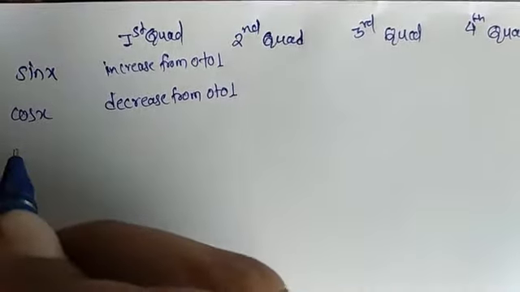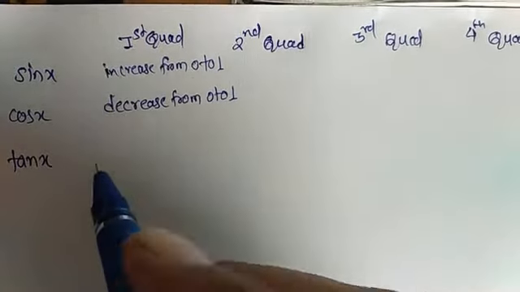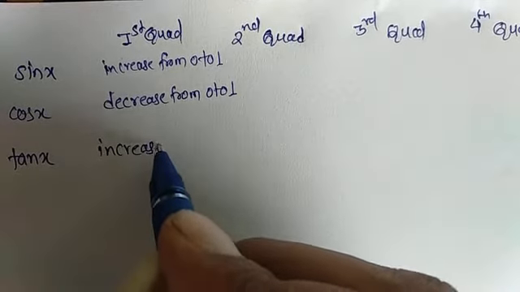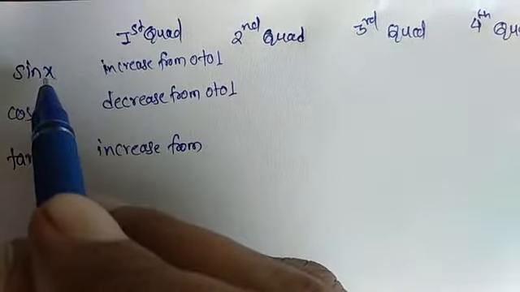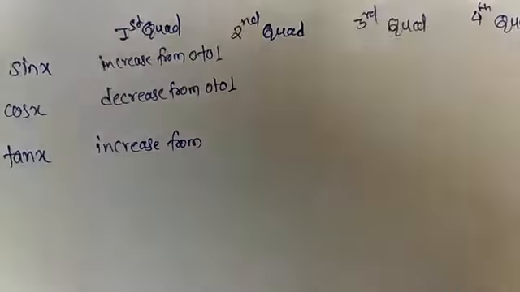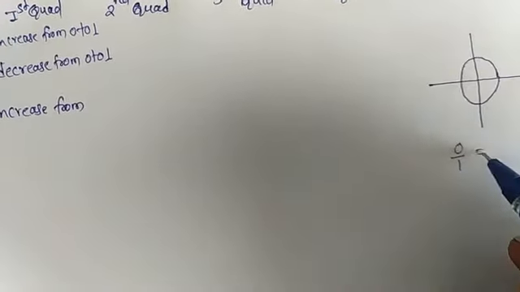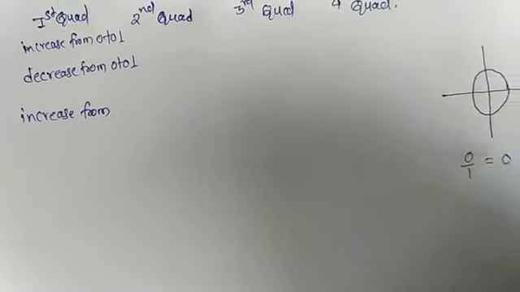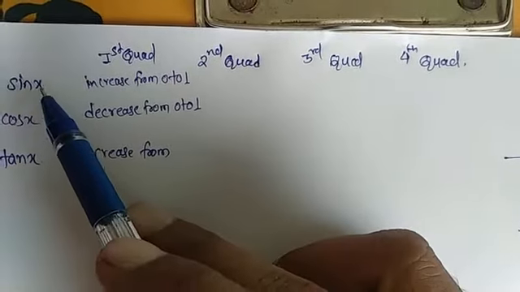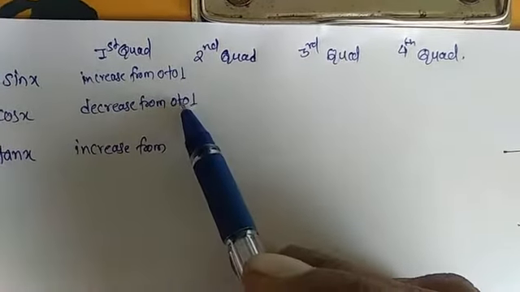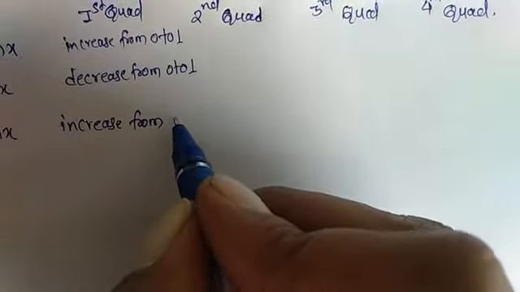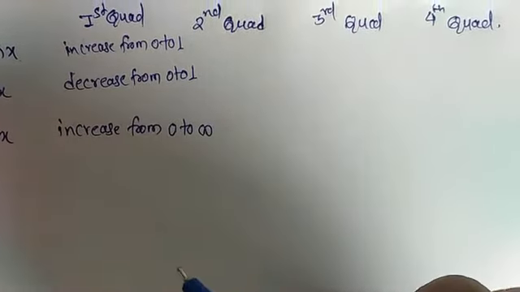Next, tan x. Now tan x increases from sin 0 is 0 and cos 0 is 1. So 0 upon 1 is 0, so it starts from 0 and increases. If sin x is 1 and cos x is 0, it will be 1 upon 0, which is infinity, so it increases from 0 to infinity in the first quadrant.